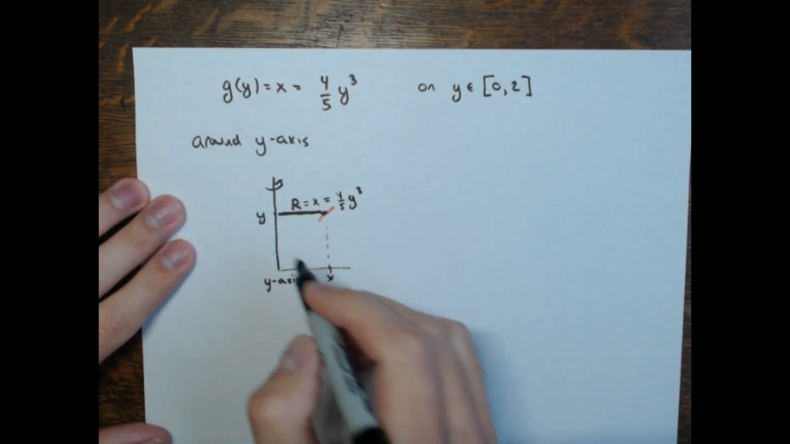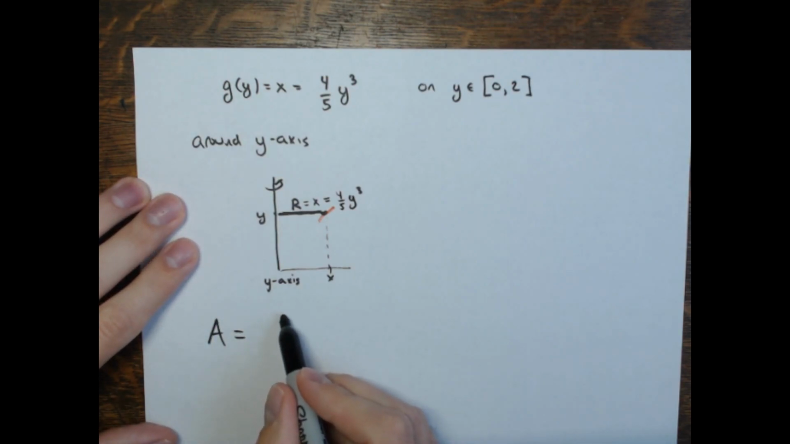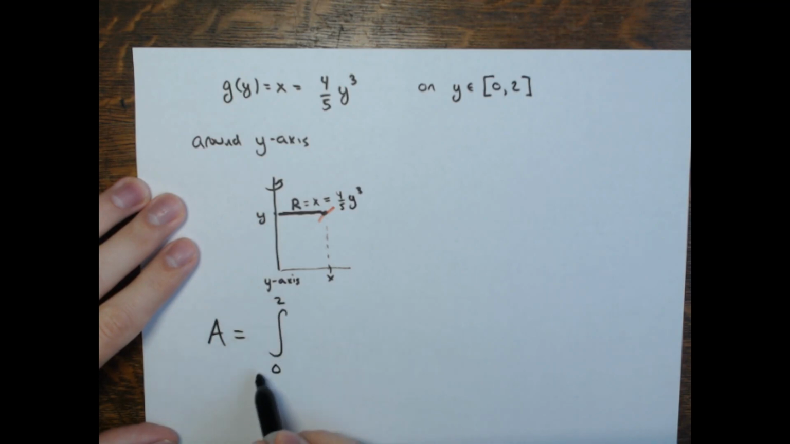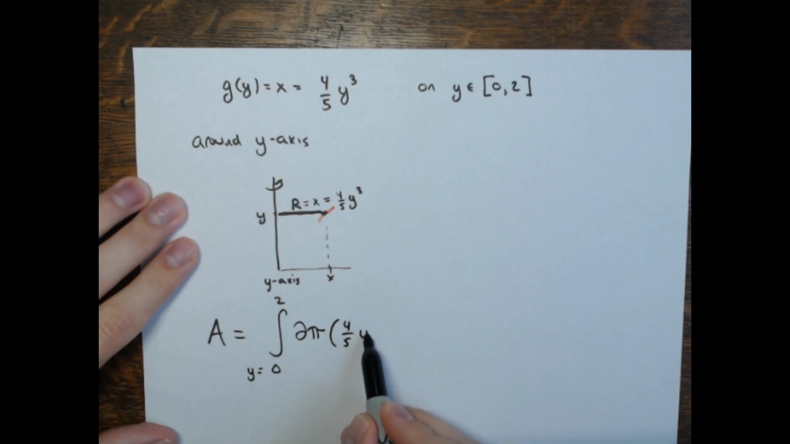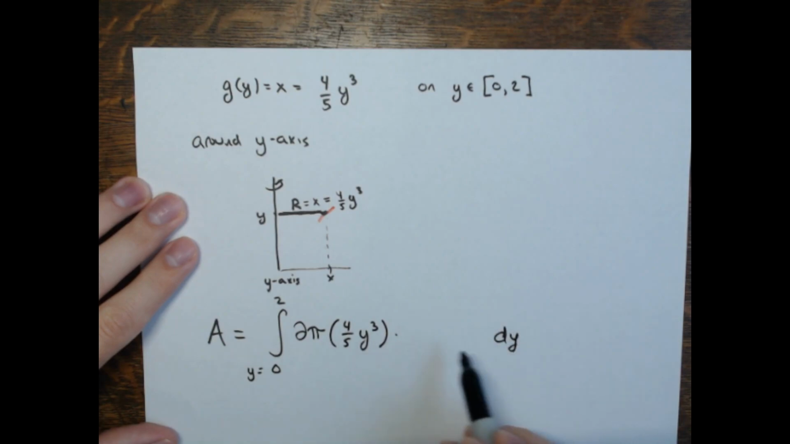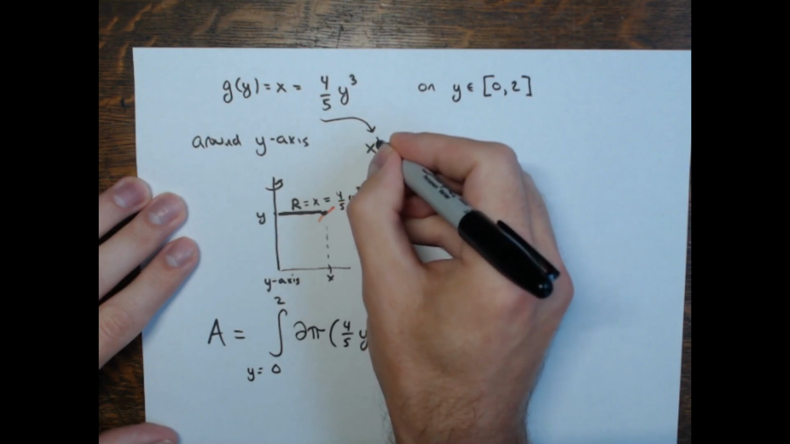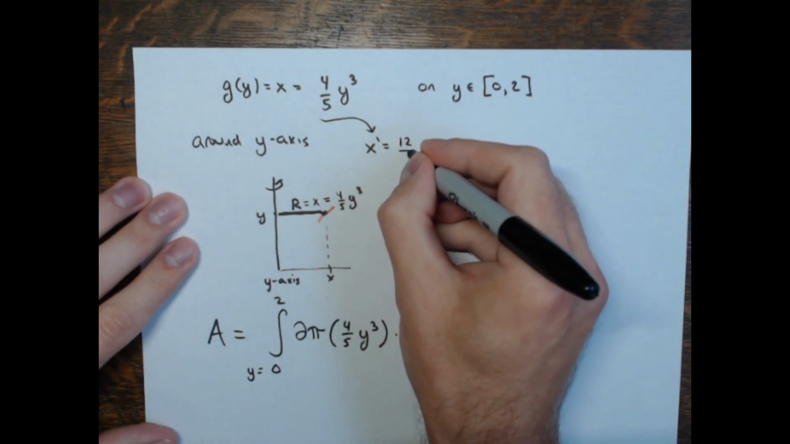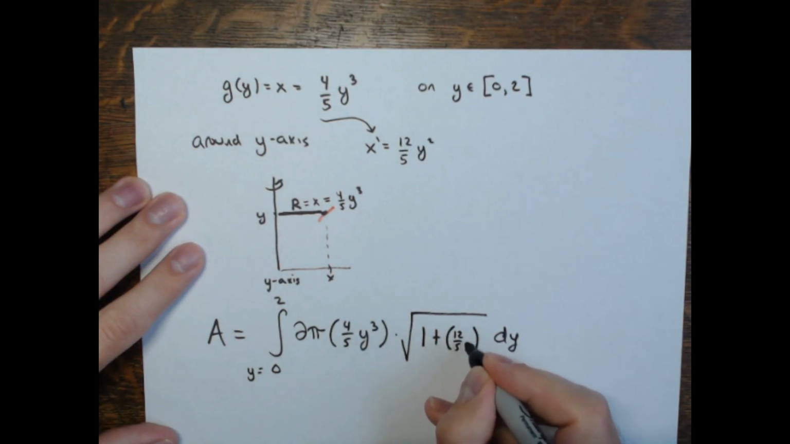All right, so rotating this region around the y-axis, the surface area of that rotational surface would be the integral from y equals 0 to 2 of the circumference, 2 pi r, again, r in terms of y, 4/5 y cubed, times ds, but with the dy at the end, dy pulled out, so that'd be the square root of 1 plus x prime squared. So this was x in terms of y, x prime would be 12/5 y squared. So that's what I'm putting in here, 12/5 y squared.